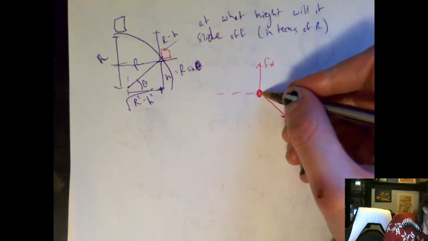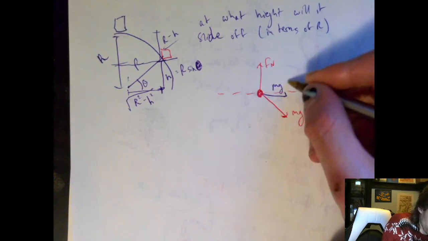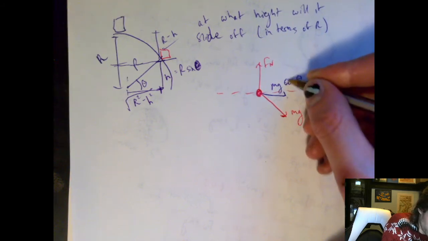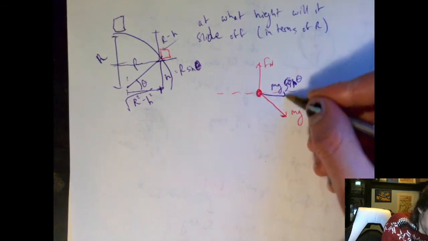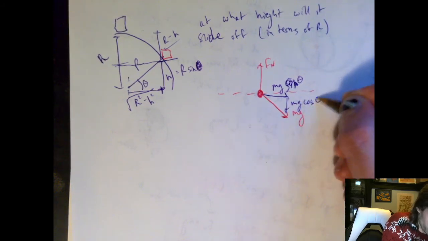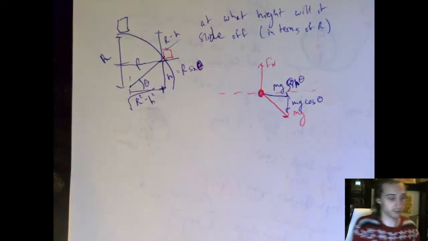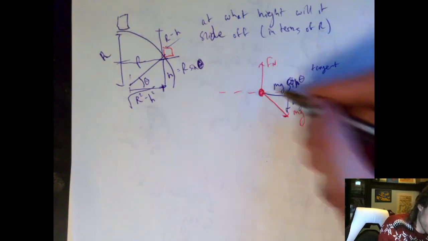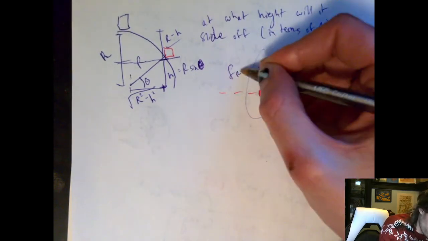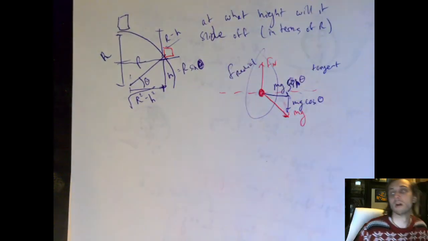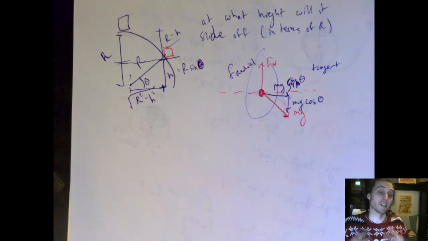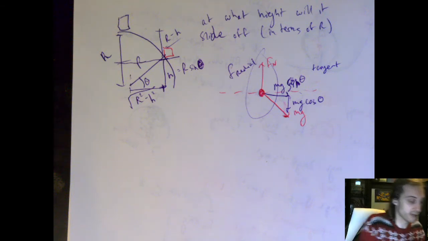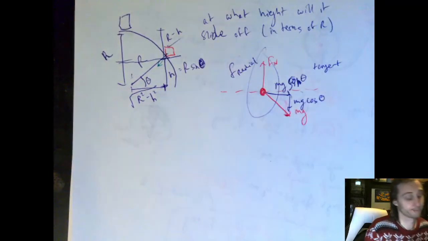I need to break this up into components. We're going to have mg times the sine of theta. Sorry, almost got my hills backwards. And mg times the cosine of theta. In particular, this one is always tangent to the circle, and these ones are the radial forces. Our net radial force needs to be centripetal, or this thing won't go in a circle. And so what that means is the net force on this thing needs to be directed like that.